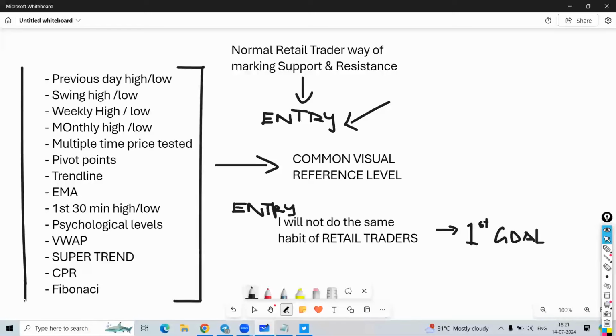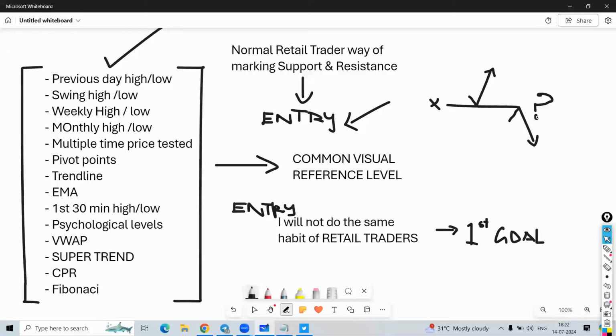So all these reference levels, you know it, I know it, every retail trader almost knows it, right? Now the important factor is, let's take any one reference level. Out of these 14, assume this is an X reference level. If price comes and tests and rejects here, I will take a bullish trade. If price comes and rejects here, I will take a bearish trade. This is a common reference level.